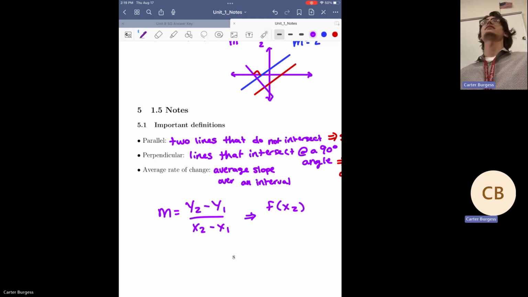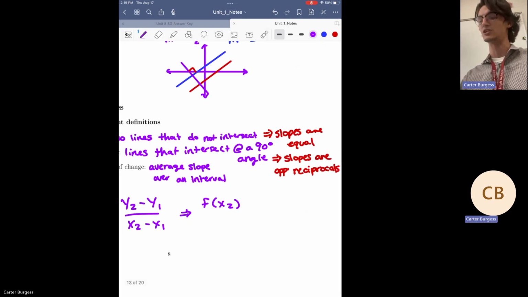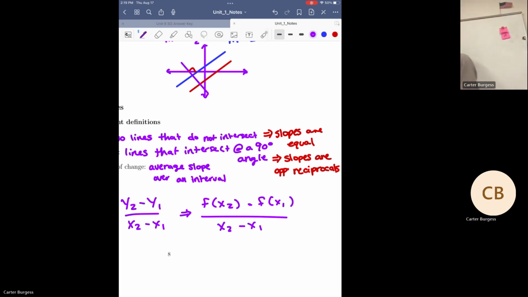Have I changed anything? No, y2 and f of x2 are basically the same thing. This just makes it a little bit more consistent with my function notation. Similarly, instead of y1, we're looking at f of x1, still over our change in x here, x2 minus x1. But ultimately, it's the same thing. It's just still y2 minus y1 over x2 minus x1. How much has our output changed per change in our x?